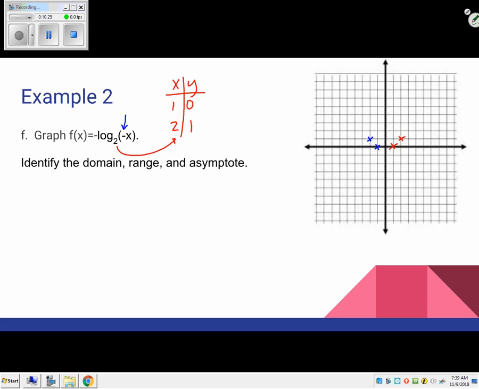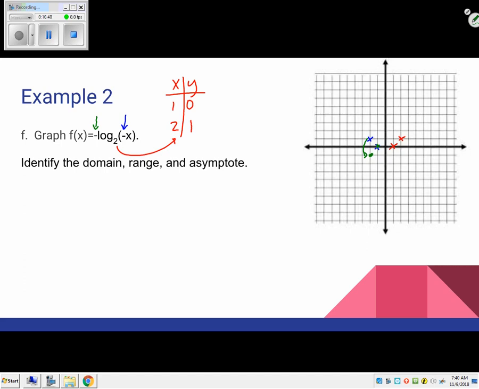And finally, I have the minus on the outside, the negative. That's going to reflect it over the x-axis. It reflects it up and down. So if I reflect something that's on the x-axis already, it's just going to stay put. And if I reflect this blue x, it's just going to land right here.